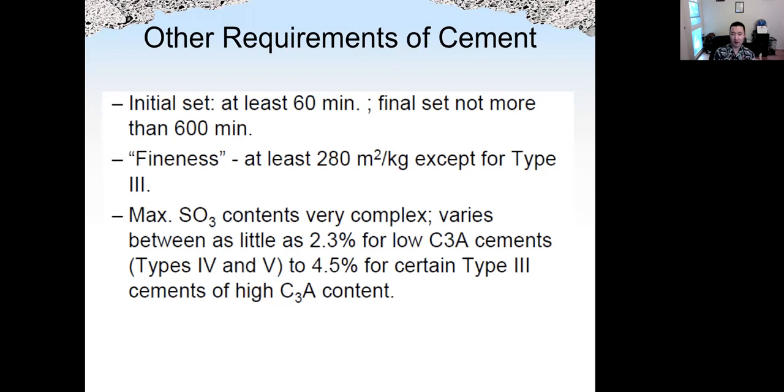Fineness is a measurement of the surface area. So 280 square meters of surface area for every 1 kilogram of cement. Okay, so that's the requirement for fineness or surface area. And also the requirement for the maximum amount of sulfate oxide. Okay, so depending on the requirement for sulfate attack.